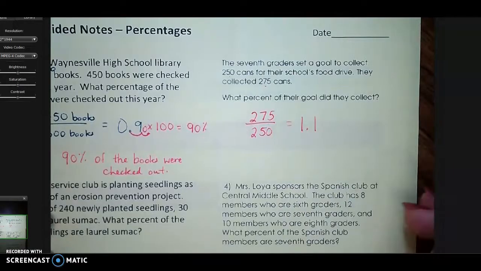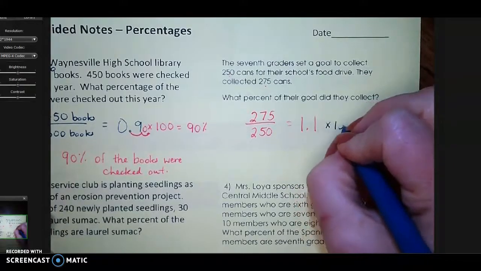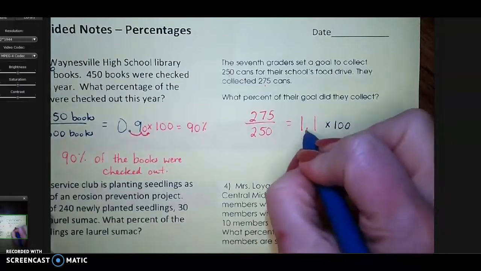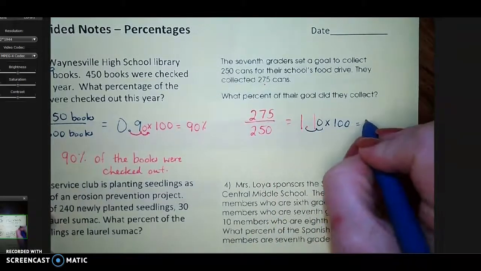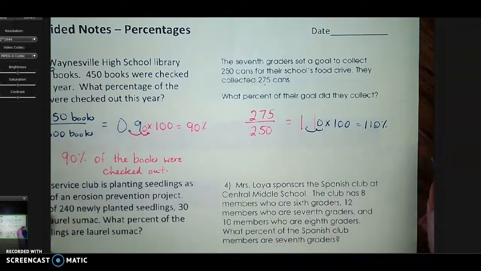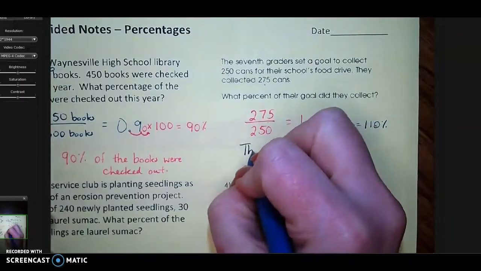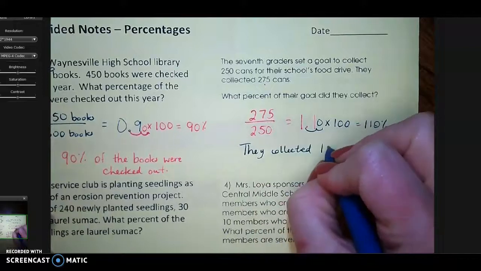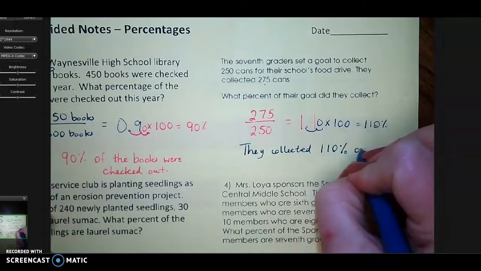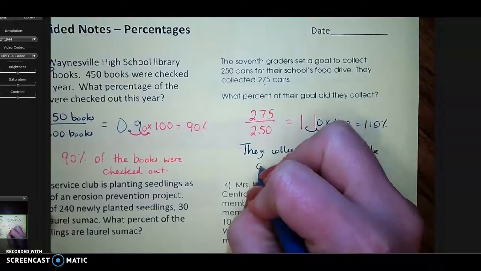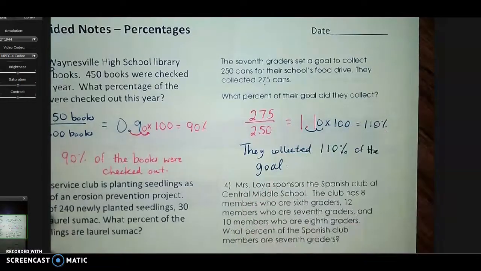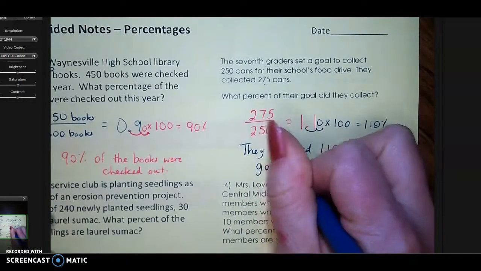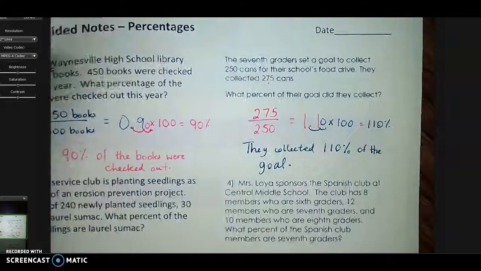Once again, we know that's a decimal. We need to multiply that times 100, and we get 110%. So they collected 110% of their goal. They went above and beyond their goal. They collected more than 100%.